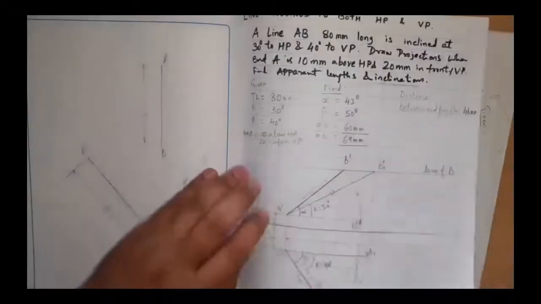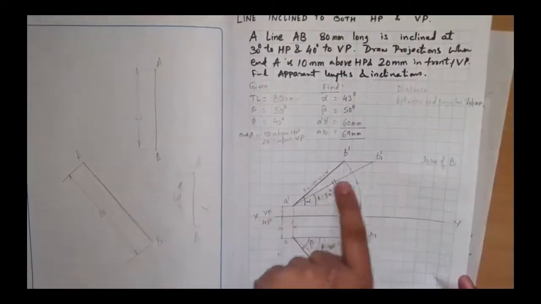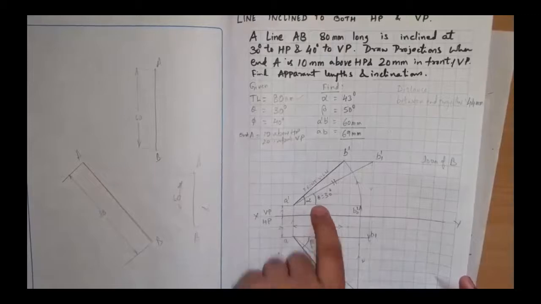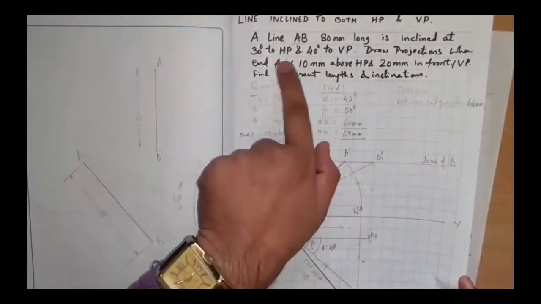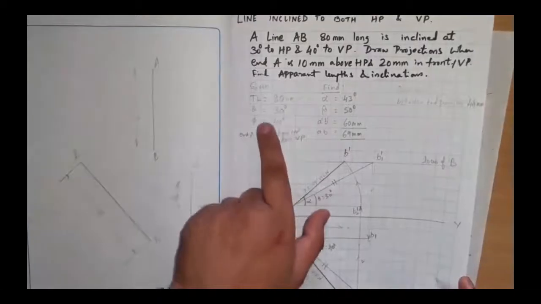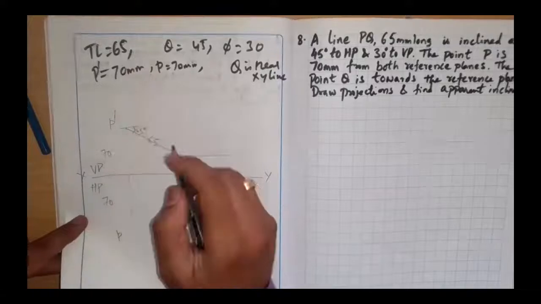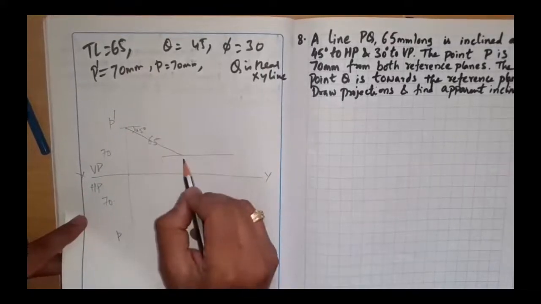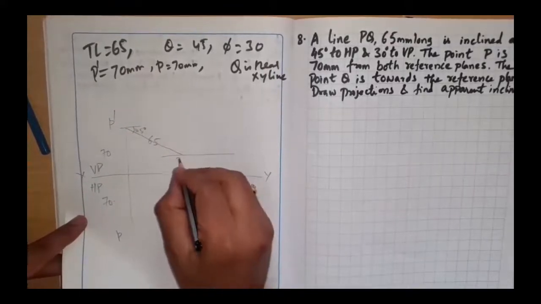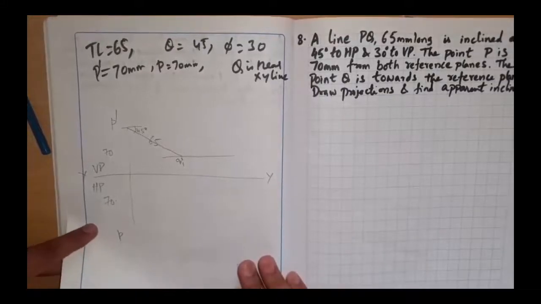Remember the very first problem. A dash B1 dash is associated with the true length and true inclination. The line 80 mm long is inclined at 30 degrees to HP. True length and true inclination theta are given, theta 30 degrees and 80 mm. Here also theta 45 degrees and true length 65 mm. I am drawing the true length and naming it Q1 dash. It is not the front view.